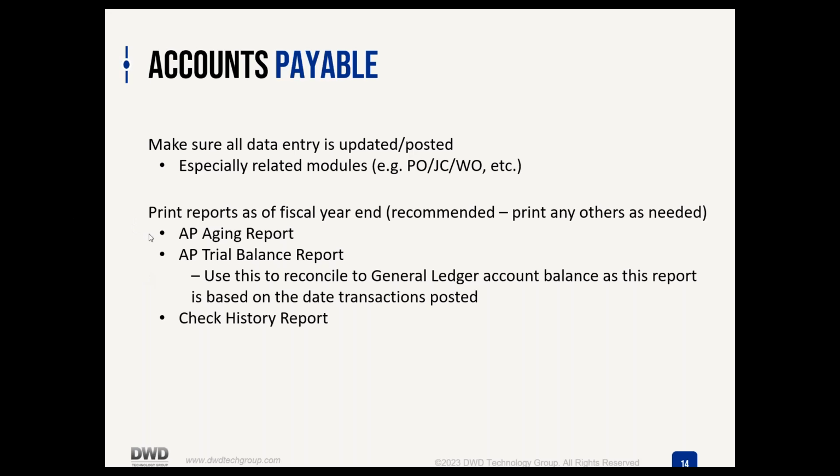Now, a lot of people ask about the AP aging report and the trial balance report. Those are two slightly different reports. They come at us with two slightly different presentations. Traditionally, the aging report is based off the invoice document date, whereas the AP trial balance report is based on the date that those invoices posted, so the general ledger date. And this is why Sage recommends that we use the AP trial balance report to help facilitate the reconciliation between our AP details and our AP general ledger. And of course, the history report gives us all the goodies as far as what checks we wrote and when we wrote them.